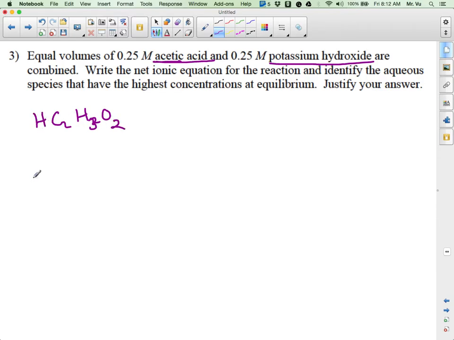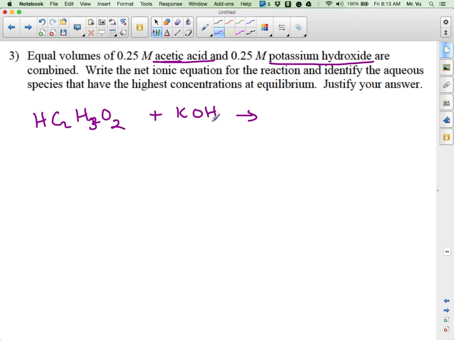Now, I know acetic acid is a weak acid because it's not one of the 6 that we know are strong acids. It's going to react with potassium hydroxide, which is just KOH, and that's going to produce my reaction. Because it's acetic acid, I have to write it as HC2H3O2. I cannot write it as just H+, because that would make it a strong acid.